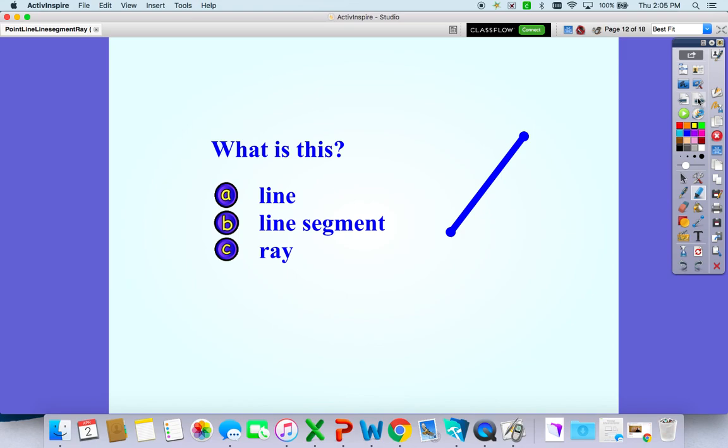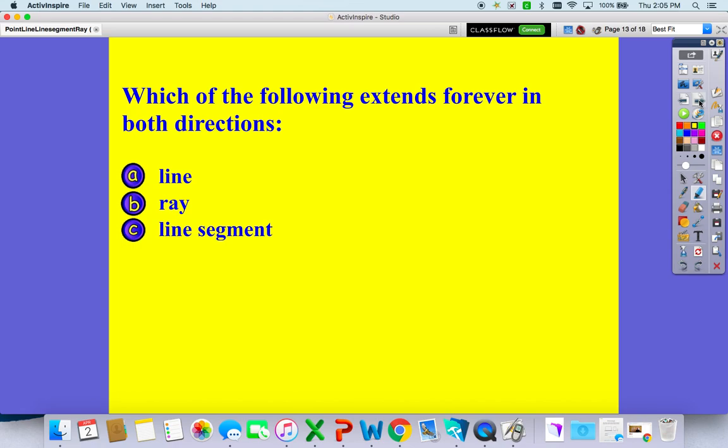And what is this an example of? If you said line segment, you are right. I like to remember a line segment as a beginning and an end, a piece of a line, a part of a line, a segment of a line.